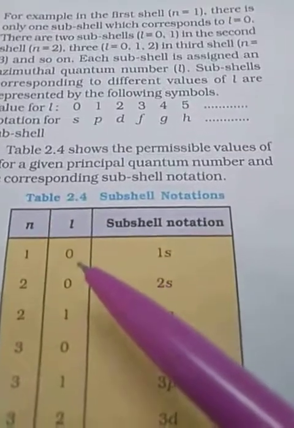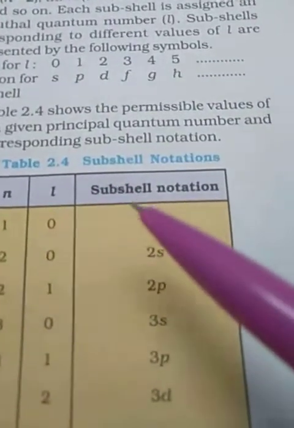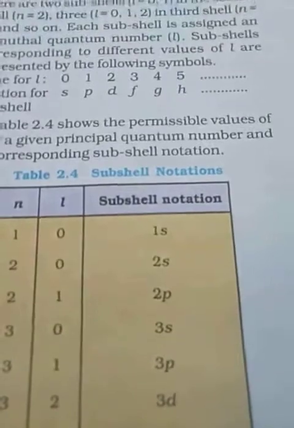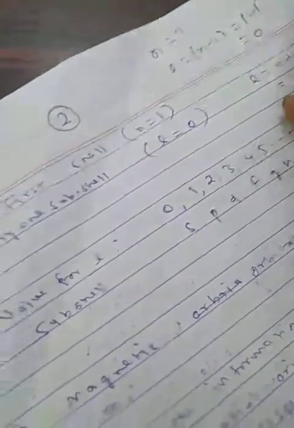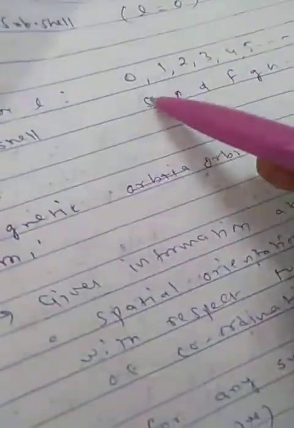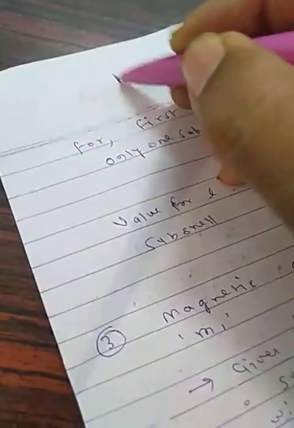Now I will show you with the help of this table. If n is equal to 1, l is equal to 0, using that formula. So how will we write the subshell notation? 1s. Here I am showing you again. n is equal to 1, so l is equal to n minus 1, which is 1 minus 1, that is 0. 0 means the first subshell, that is the s orbital. So the principal quantum number is 1 and the subshell is the s orbital. So it is defined as 1s.